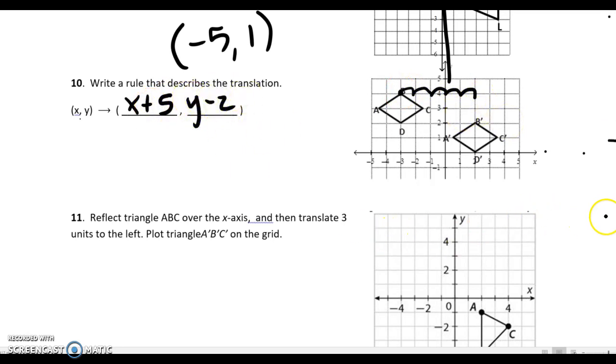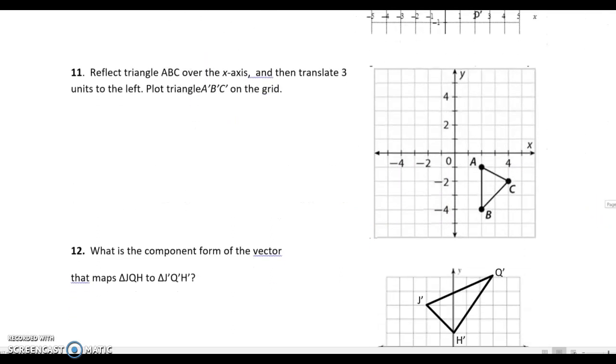Number 11, you have to do more than one step. This is probably one of the hard ones that you're going to have on the test because you have to graph both of them and it's going to be worth a lot of points. So please read the instructions very carefully. The first step says to translate or reflect over the x-axis. When you reflect over the x-axis, count how far away each point is from the x-axis and then count some more in the opposite direction.